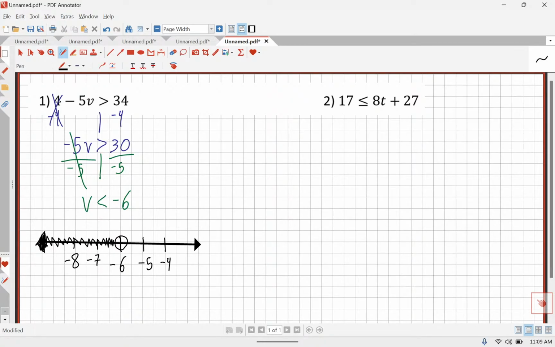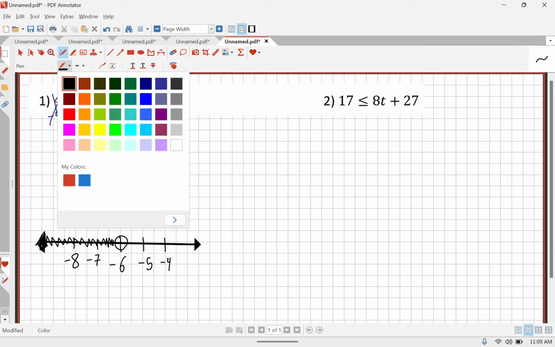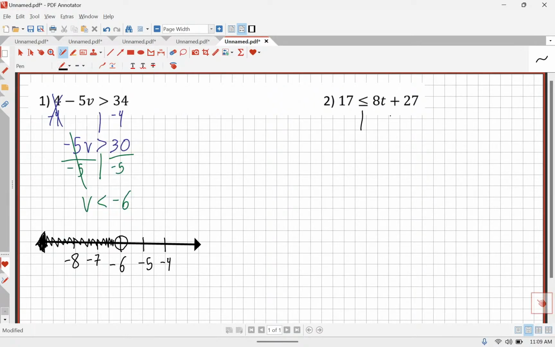Let's see here. Calvin, what would be your first step on number 2? So we subtract 27. That's going to be negative 10. Since I didn't multiply or divide by a negative, I leave that 8t. And then what's going to be my next step, Calvin? Okay, divide both sides by 8. And that would be negative 2.25? Negative 1.25, excuse me. Negative 1.25.